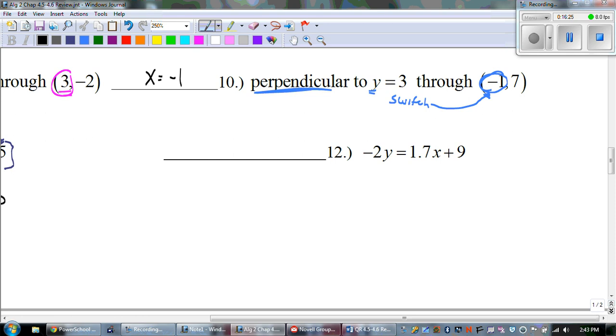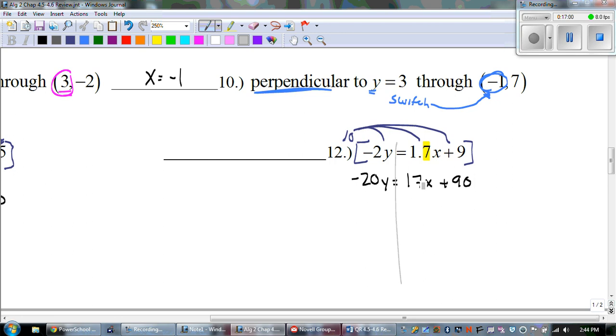All right, number 12. We don't want decimals. So to get rid of decimals, I need to multiply by the place value. That is the 10th spot, which means I'm going to multiply everything by 10. Remember, everything. So that turns into -20y equals 17x plus 90.